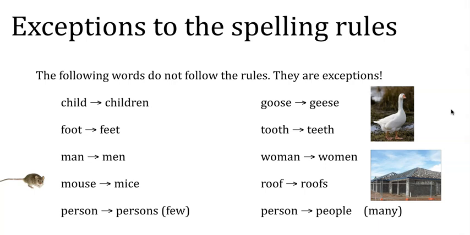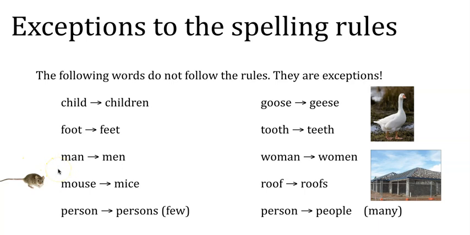They are exceptions. Child is one child, but when we have 2, 3, or 4 or more, we say children. Children. No S. Child is singular, children is plural. 1 foot, 2 feet. 1 man, 2 men. 1 mouse, 2 mice.